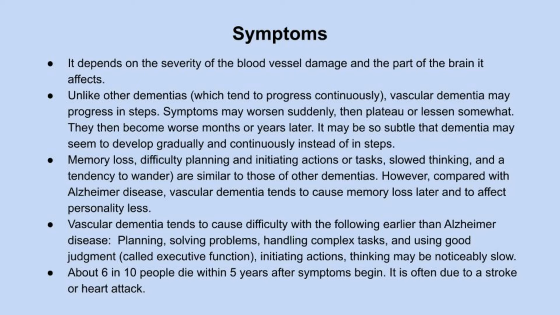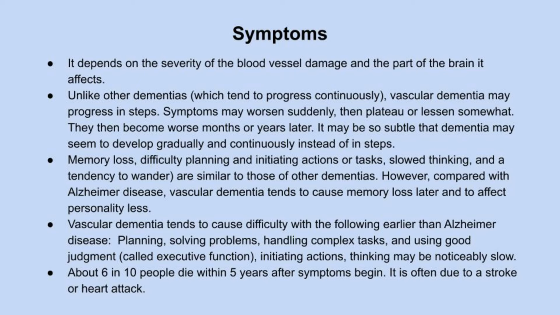So again, unlike the other dementias which tend to progress continuously, vascular dementia may progress in steps, so symptoms may worsen suddenly, then plateau or lessen somewhat. They can then become worse months or years later, or it may be so subtle that dementia may seem to develop gradually and continuously instead of in steps. So memory loss, difficulty planning and initiating actions or tasks, slowed thinking, and a tendency to wander are similar to those of other dementias.